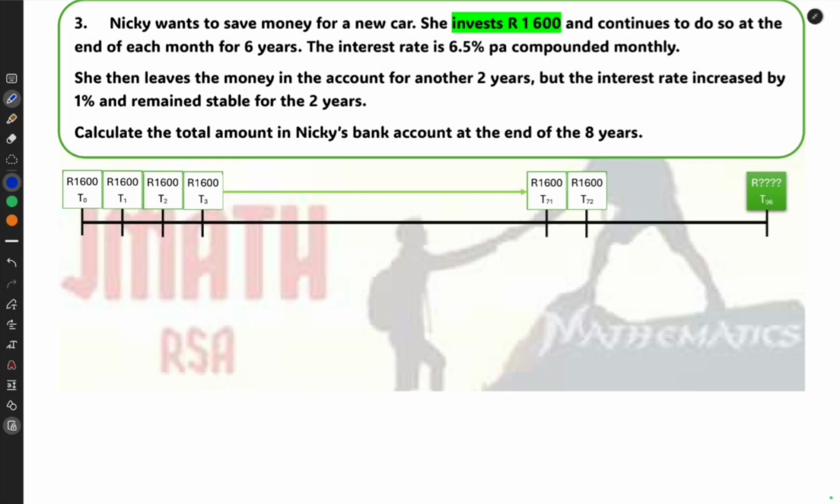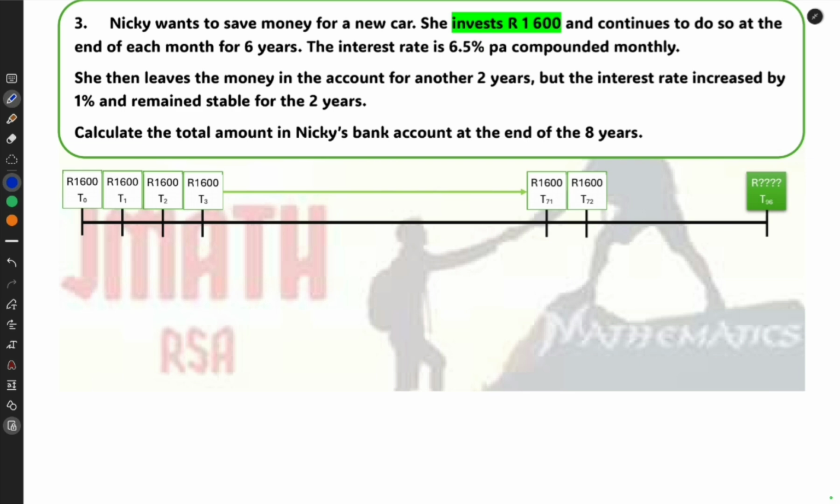Question 3, the big one. So this is more an exam type question, but let's give it a go, and hopefully it would make a lot of sense. Nikki wants to save up money for a new car. She invests 1,600 Rand and continues to do so at the end of each month for 6 years. Okay, so there you need to see invests 1,600 and continues each month. That means it's future value. The interest is 6.5% per annum compounded monthly.